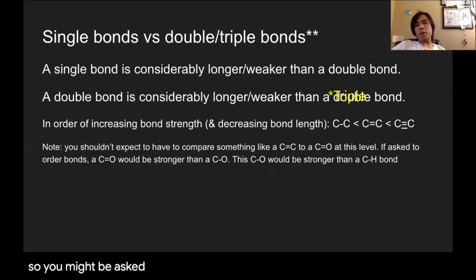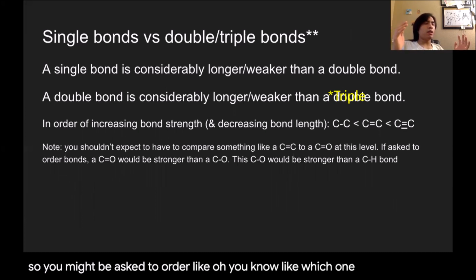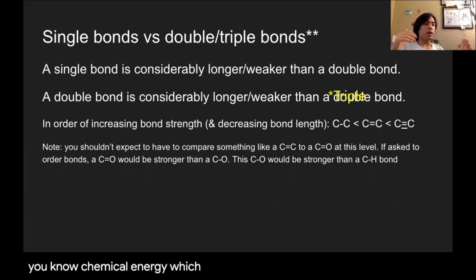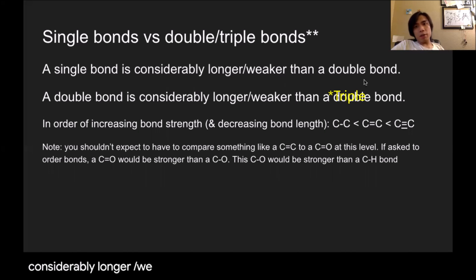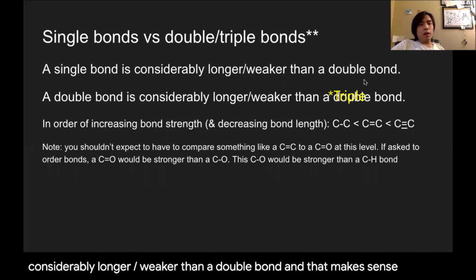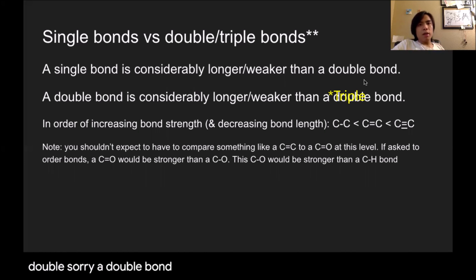You might be asked to order, like, which one has the greatest chemical energy, which one has the strongest bond, and whatnot. So we're going to go over this. A single bond versus double/triple bonds. A single bond is considerably longer and weaker than a double bond, if that makes sense. And then a double bond is considerably longer and weaker than a triple bond, in order of increasing bond strength and decreasing bond length, because the lower the bond length, the stronger.